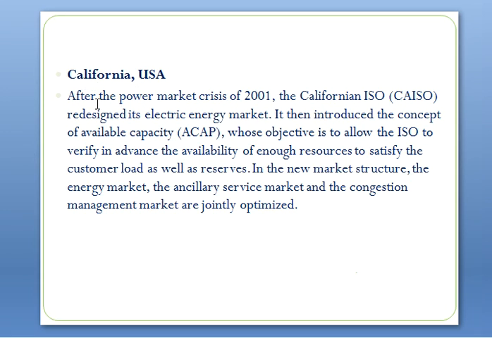California, USA. After the power market crisis of 2001, the Californian ISO redesigned its electrical energy market. It then introduced the concept of available capacity, whose objective is to allow the ISO to verify in advance the availability of enough resources to satisfy the customer load as well as the reserves. In the new market structure, the energy market, the ancillary service market, and the congestion management market are jointly optimized.